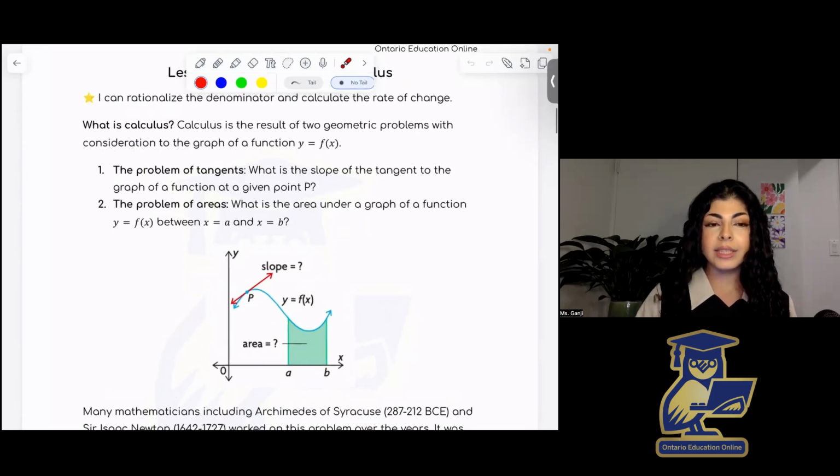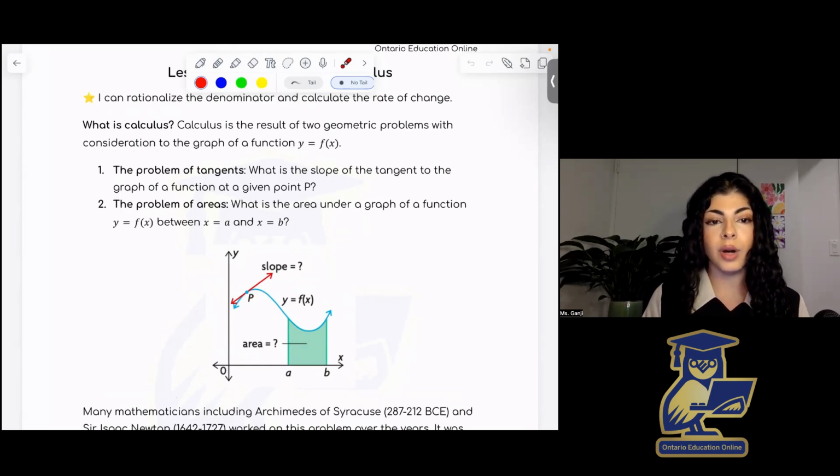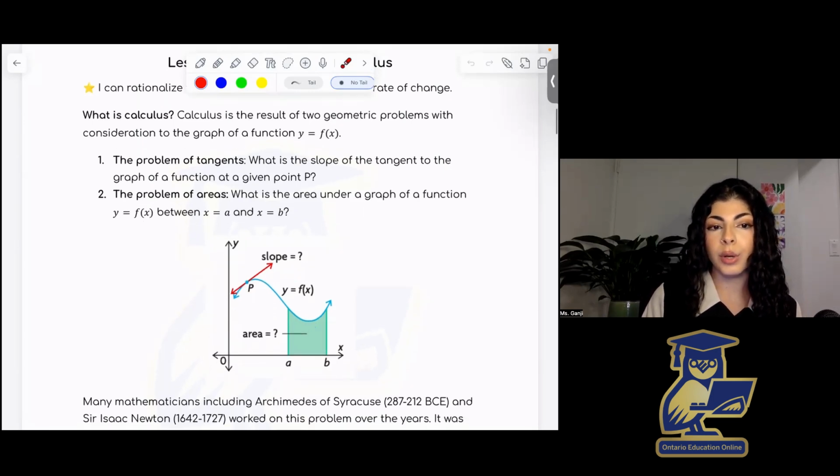So, calculus started as two geometric problems with consideration to the graph of y equals f of x. The first problem they were wondering about was the problem of the tangents. For any point P on our function y equals f(x), we want to know what's the slope of the tangent at that point. If you recall, a tangent is a straight line that intersects a graph at specifically one point. So we want to know what the slope of that line intersecting the function at any point P would be.